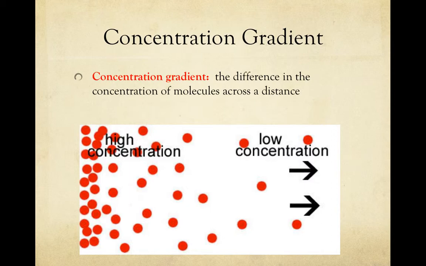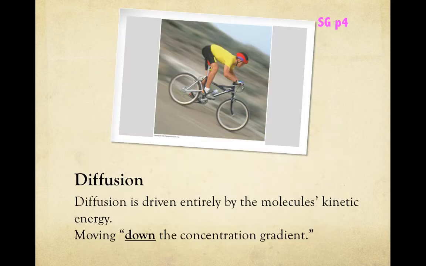We're just moving from high to low, and we're doing it with the molecule's own kinetic energy, which is why we consider it passive, because I don't have to introduce energy to this system to make things happen. It's just going to naturally happen. So we're going down the concentration gradient with diffusion. We're basing it upon the molecule's own kinetic energy, and like I said, it's just going to go.